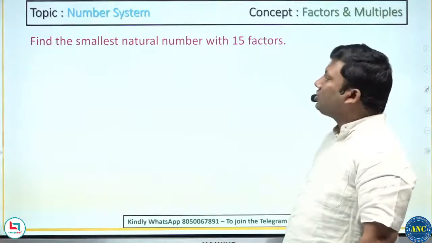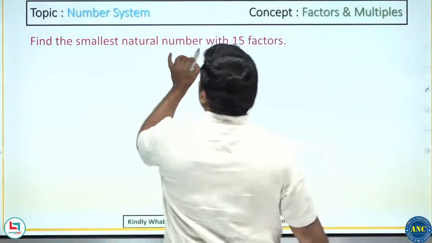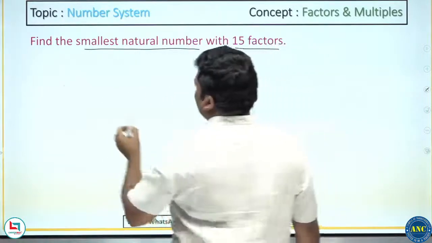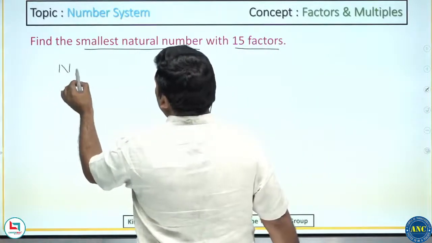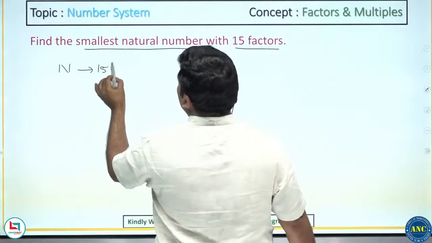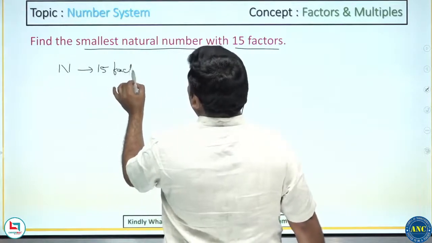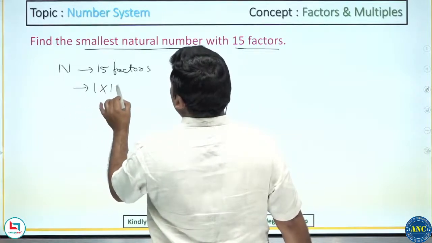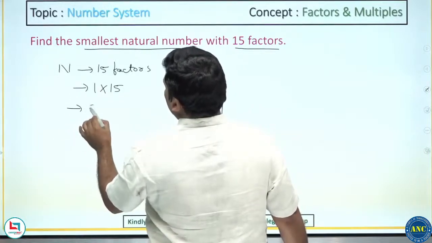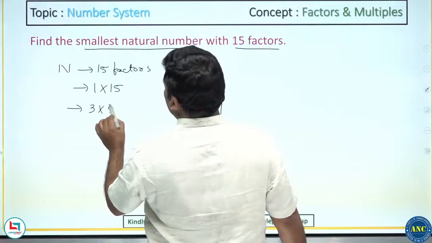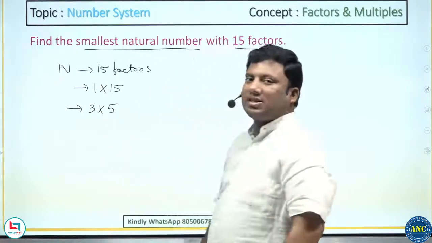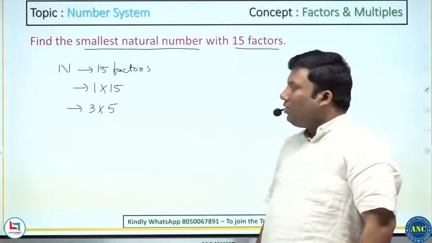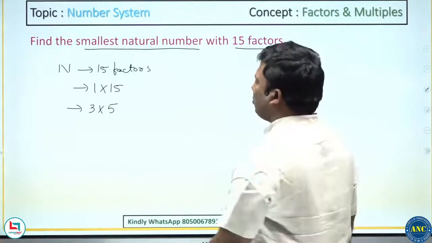Find the smallest natural number which will have 15 factors. If the number of factors is given in the question, write down all the ways until every element is a prime number. So only 2 cases are there. The number has 15 factors. It can be written as 1 into 15 or 3 into 5.